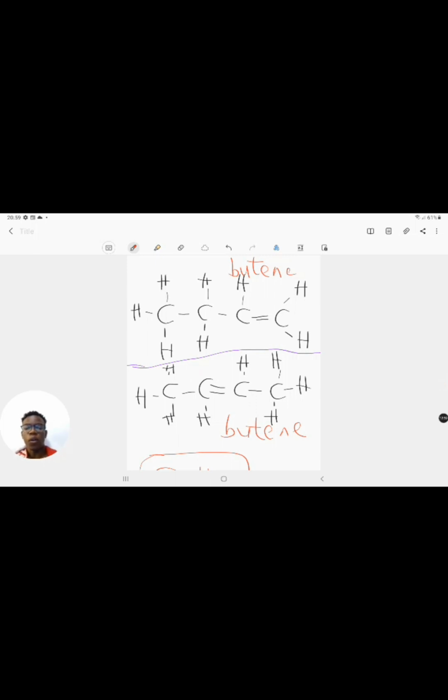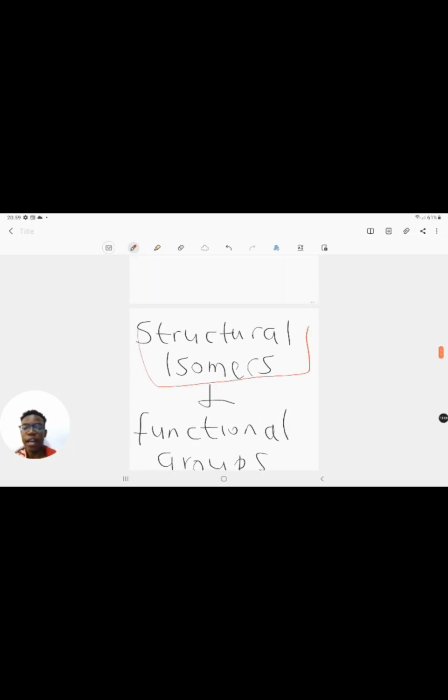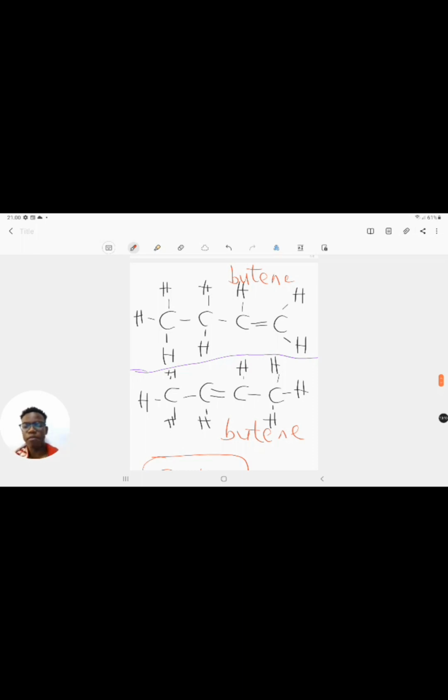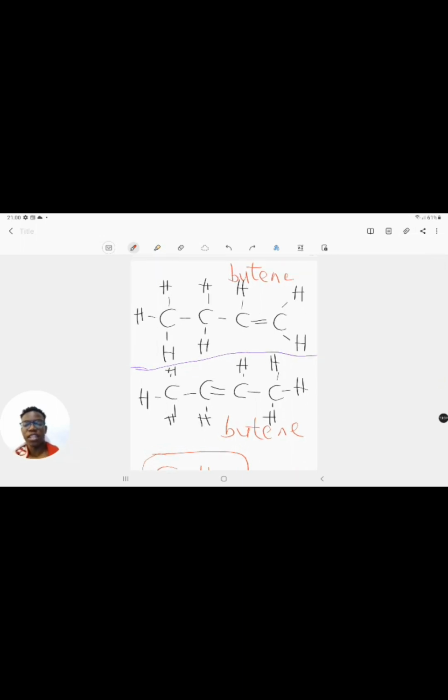So what do we call this? When you have more than one compound which have the same molecular formula but a different structure, we call that a structural isomer. A structural isomer is a group of compounds with the same molecular formula but a different structure. You can clearly see that the structure of this first organic compound and the second are different. The double bond here is located there and the double bond here is located there. This is why we call them structural isomers, because the structure is different, even though they share the same name.